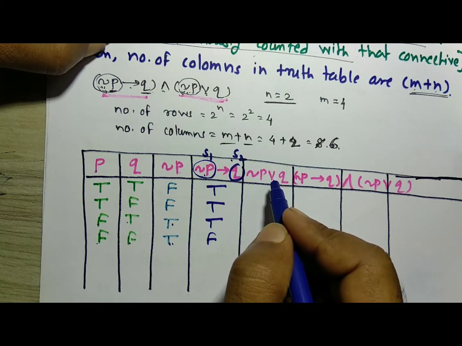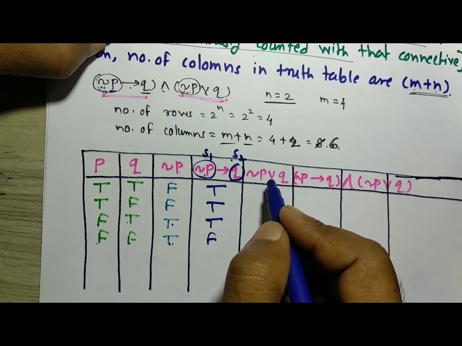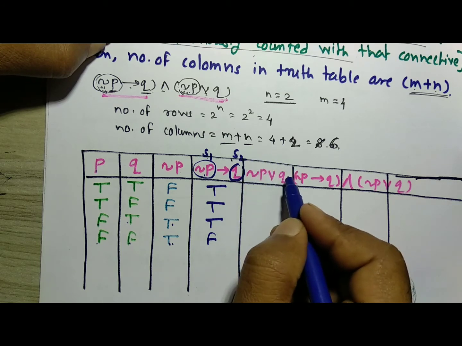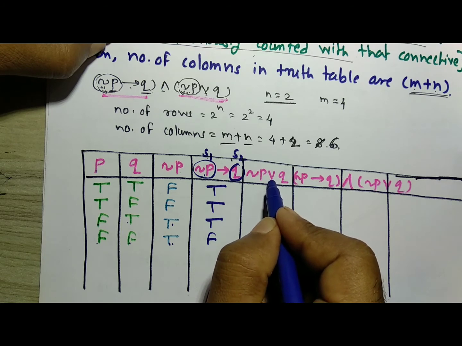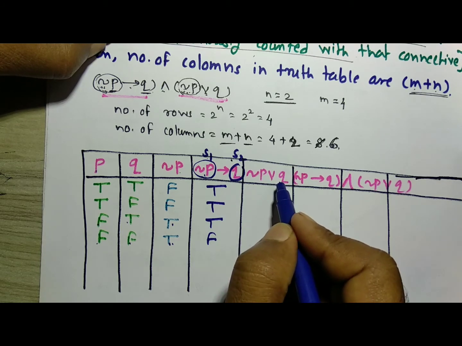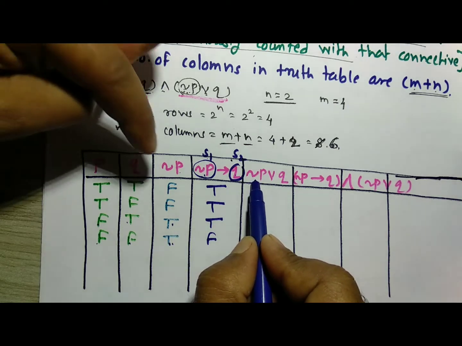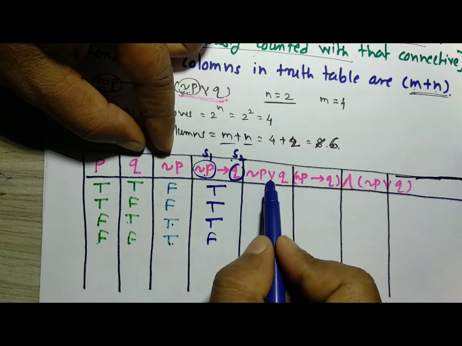The rule for OR is that if both statements are false, then it is false. By using the rule of OR, if both statements are false, then it is false. You go with the negation of P in this column and Q in this column, and you want to take the OR of them.